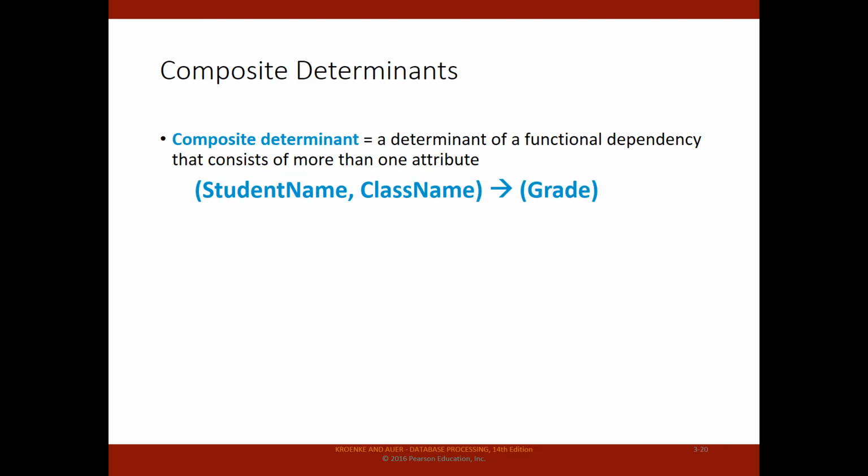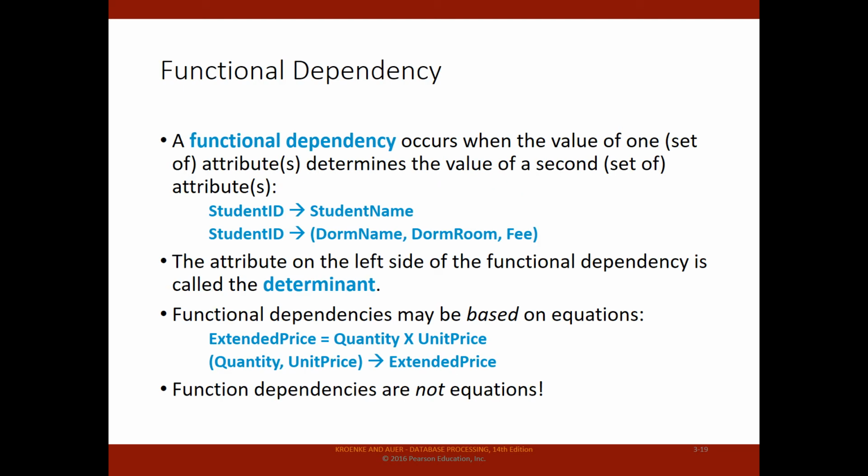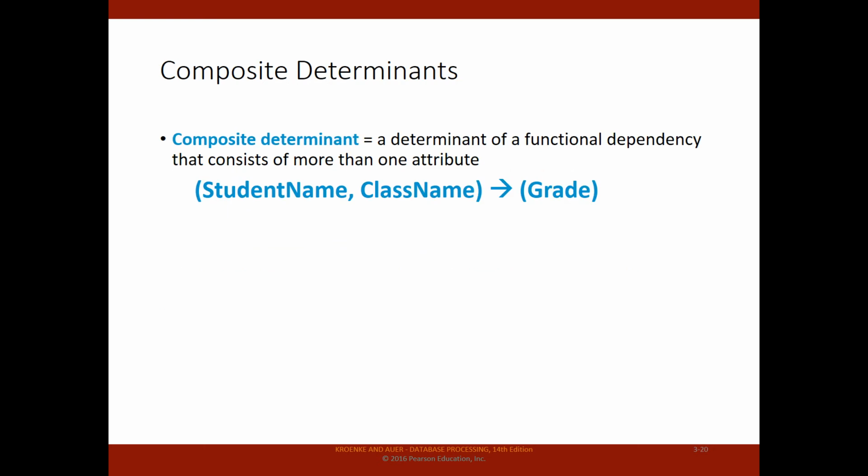So now, a determinant. Here we call student ID a determinant. A determinant can also be a composite. Basically, like we say the primary key can be a composite key, the same thing goes for a determinant, because this determinant would eventually become a primary key.